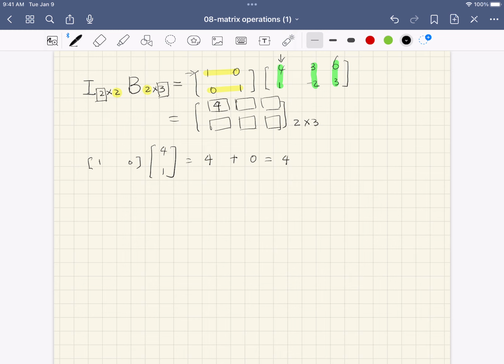Now for the second spot here, in the product, it is first row, second column. In other words, first row, second column. So 1 times 3 plus 0 times -2, which is 3.